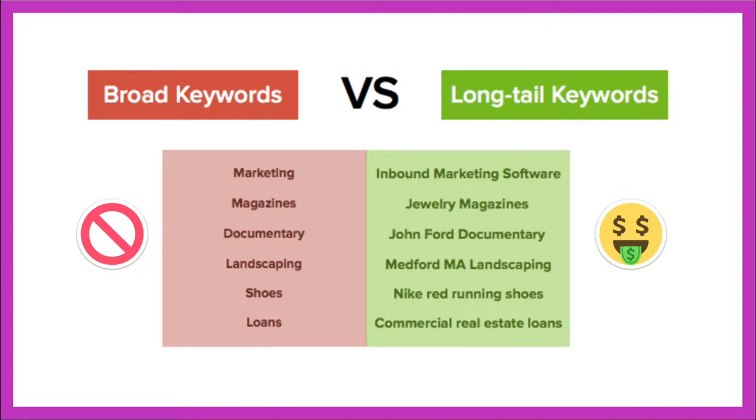As you can see on the screen, there are the broad keywords, which are usually just single words, where you wouldn't even know the searcher intent. And then there are the long tail keywords on the right, which are longer, and you do have an idea of what people are searching for. Inbound marketing software, maybe they're looking for HubSpot. Nike red running shoes, they want a specific pair of shoes. Those are better to target because we can tell the searcher intent.